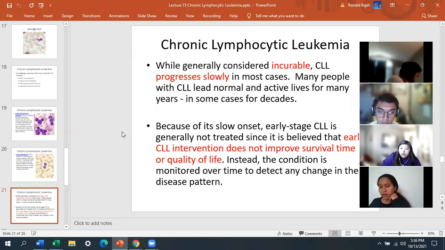Because it's slow onset, early stage CLL is generally not treated. And if you do decide to treat, then you need to consider the quality of life. Early CLL intervention does not necessarily improve survival time. So you can treat CLL, but that doesn't necessarily mean it's going to make you live longer. Okay, so the treatment may or may not work.